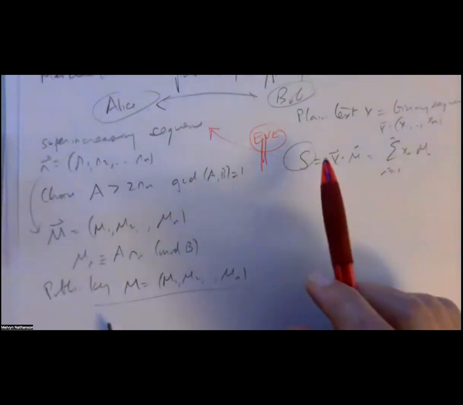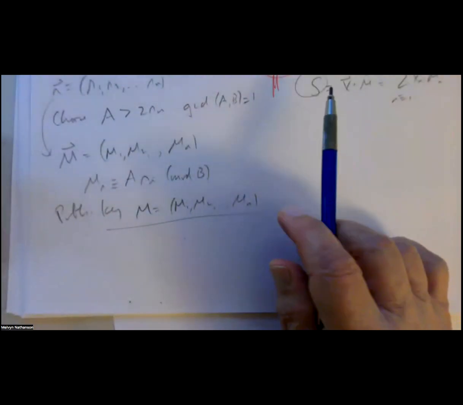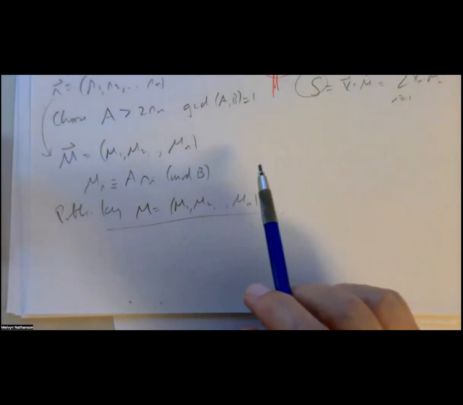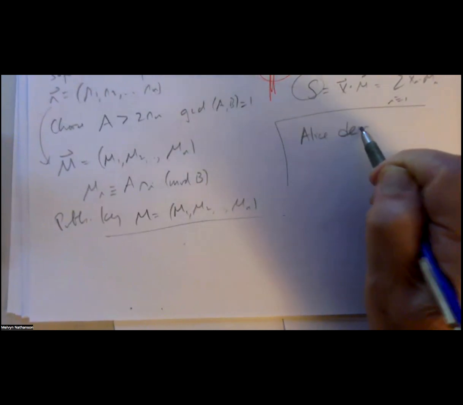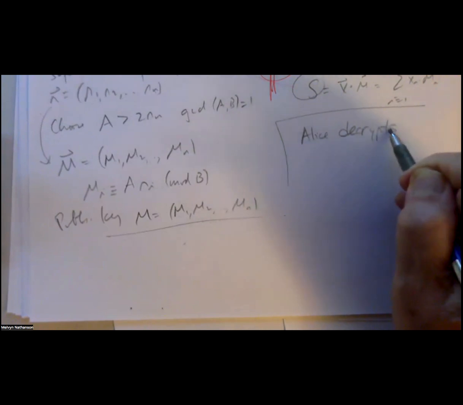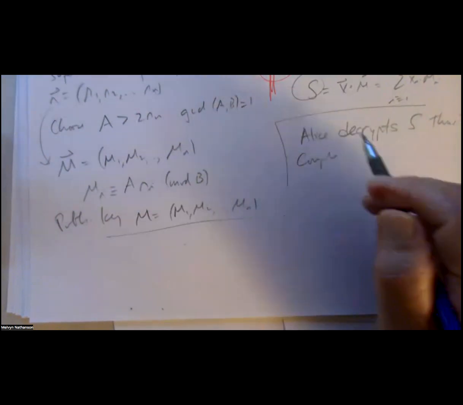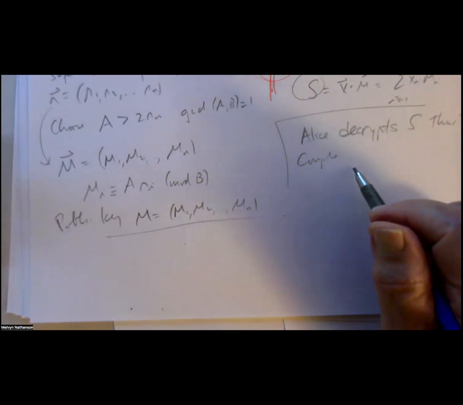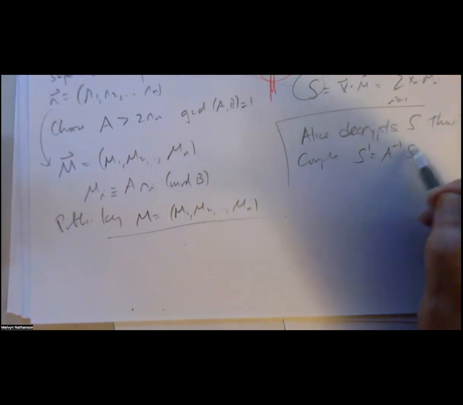So Alice gets this number S from Bob. And how does Alice decrypt S? She computes. So Alice knows A and B. Alice computes the number S prime, which is A inverse S mod B.